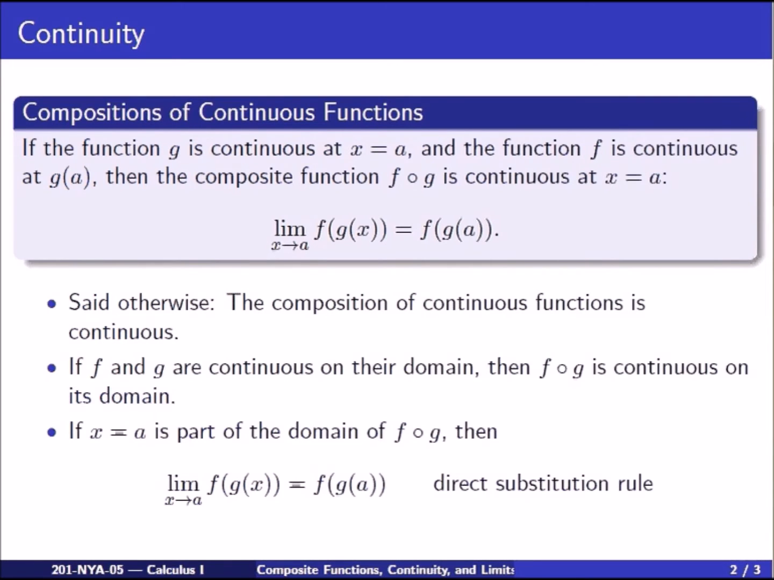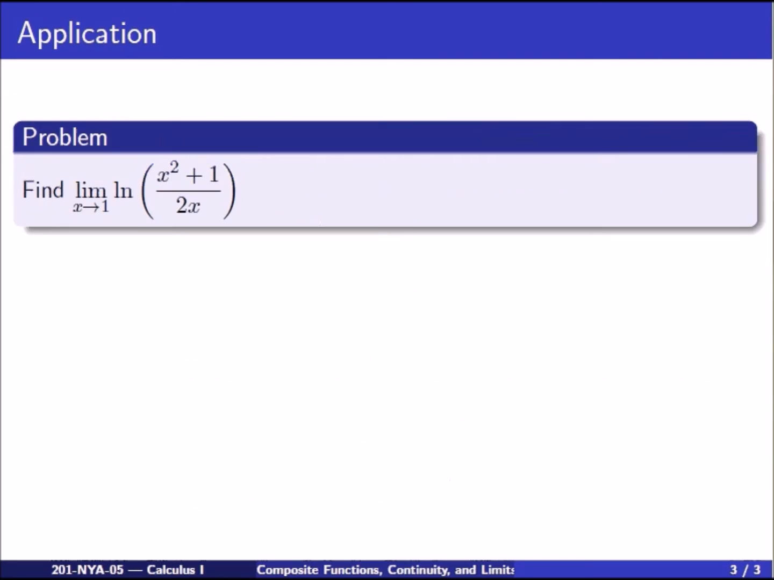And if you look back again at the conclusion of the theorem, it's basically just a direct substitution rule. So evaluating the limit at a is the same thing as evaluating the function at a. As an example, if we look at the limit as we approach 1 of the natural logarithm of (x squared plus 1) over 2x, evaluating this limit will be easy if 1 is part of the domain of the function. That is, if it's part of the values that make this function continuous.